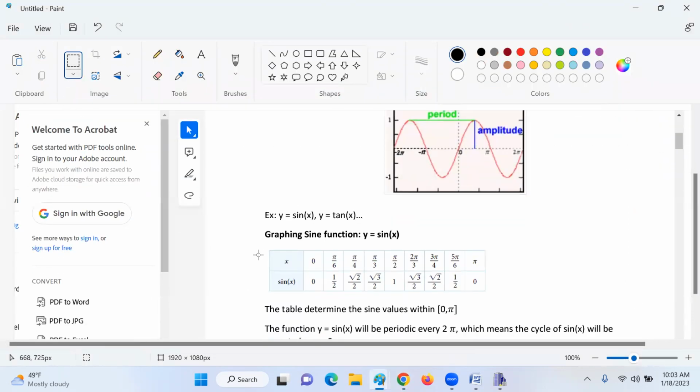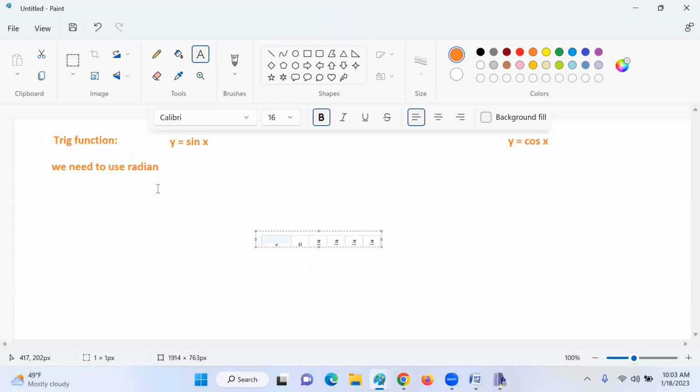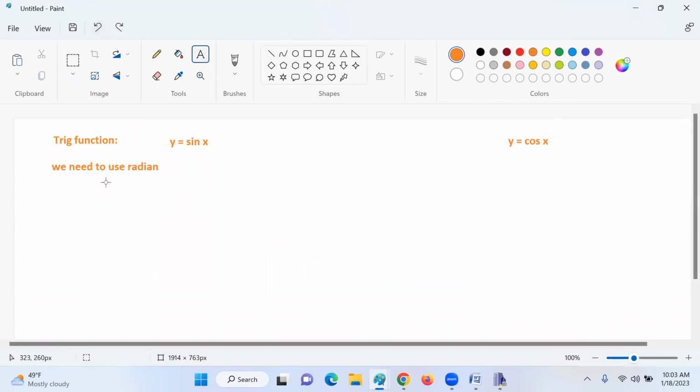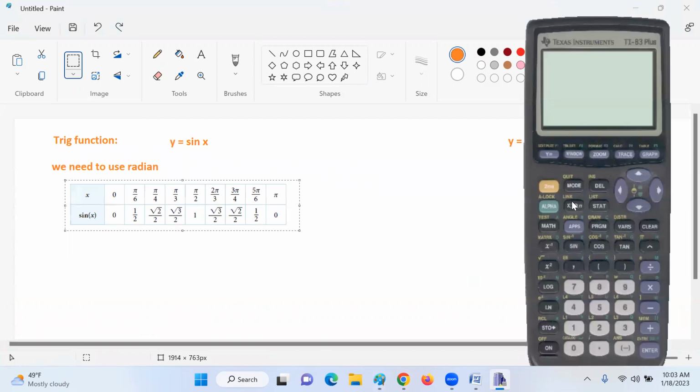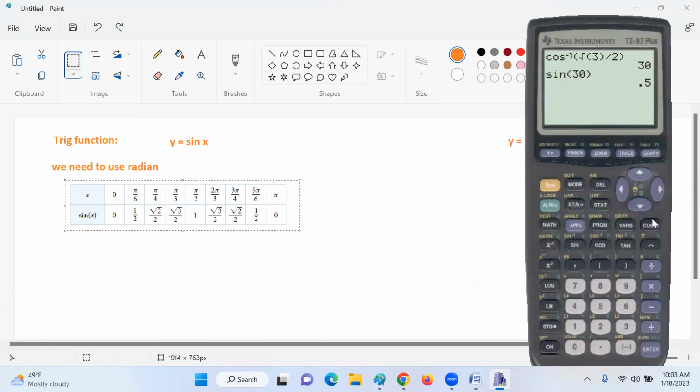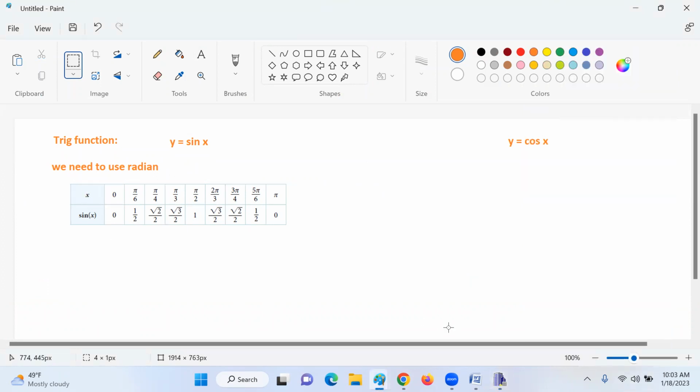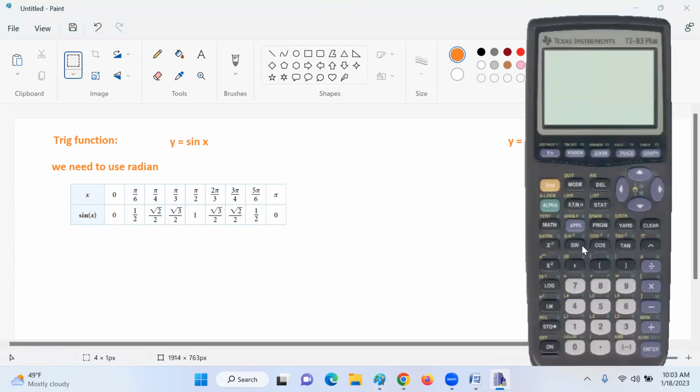So this is what the sine function looks like. We can also check it on a calculator, but we need to make sure it's set to the right mode. Let's say we're using it on the calculator, then you have to change it to radians. So now I want to look at what is the sine of pi over 6.